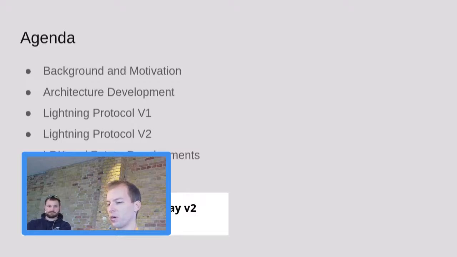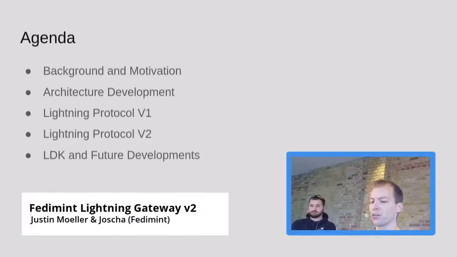So we have what we call LNV1, or our first iteration of the protocol. That's what's in production right now. And then we also have a new protocol that's going to roll out with our next release called LNV2, and Joshua will go into the details on that. And then we'll talk about some of the newer stuff that we're releasing with LDK and other things that we want to work on going forward.